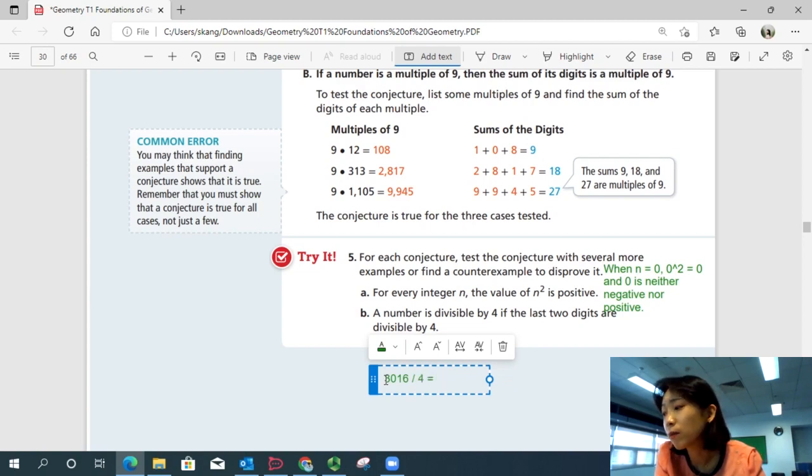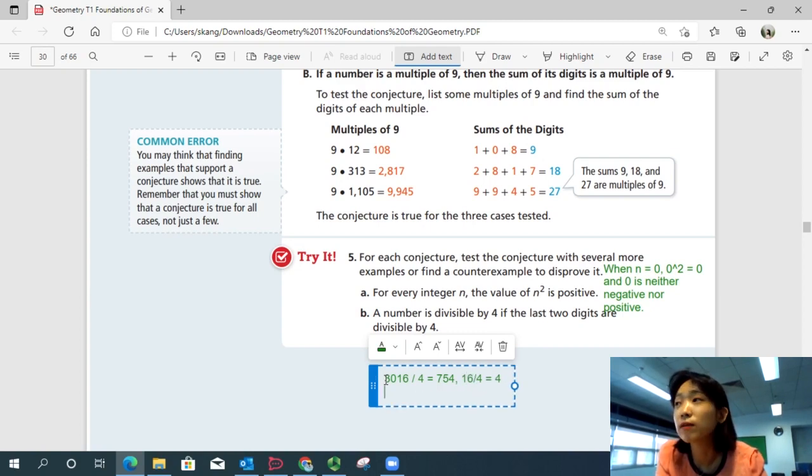this divided by 4 is 754. And the last two digits, so 16, is divisible by 4. And what is another example? 5,108. That's a big number. You don't have to use a big number, but you could. That's divisible by 4. The last 2 digits, 08, is divisible by 4. It is divisible by 4.